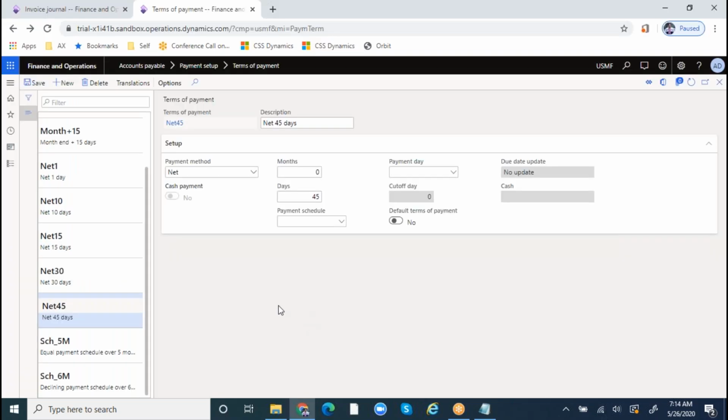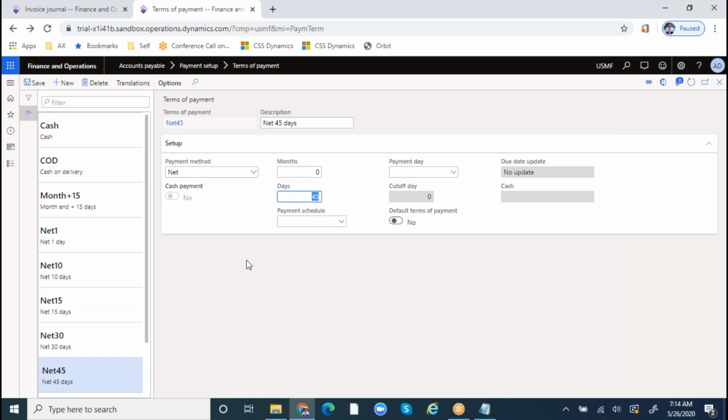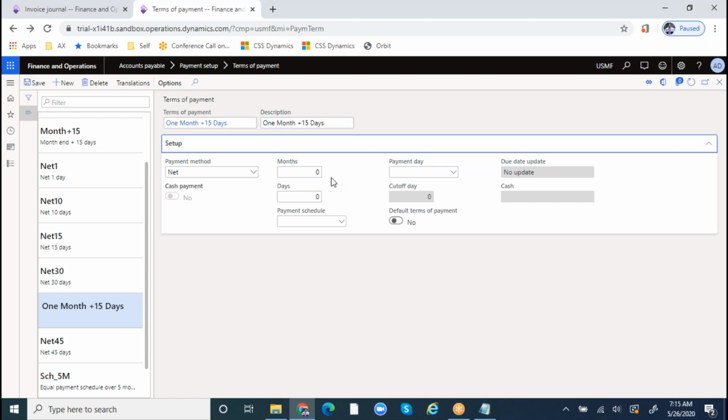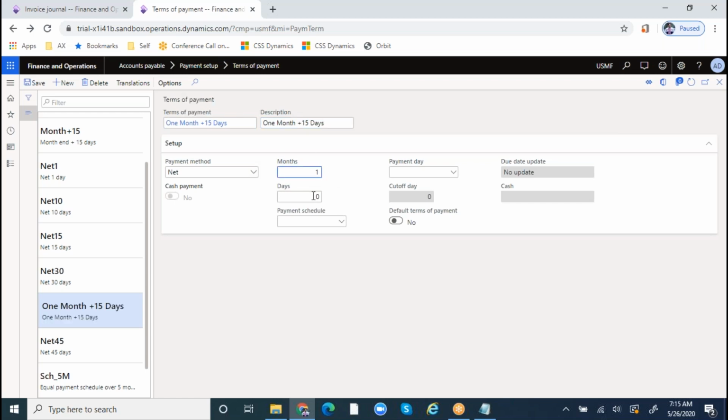The reason behind this is whenever you are creating net 45 days, it will take typically 45 days. If you want 1 month 15 days, there is a difference there: 1 month plus 15 days. Here I'm making 1 month 15 days.